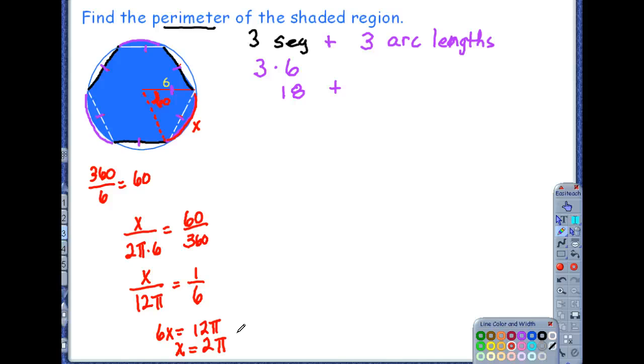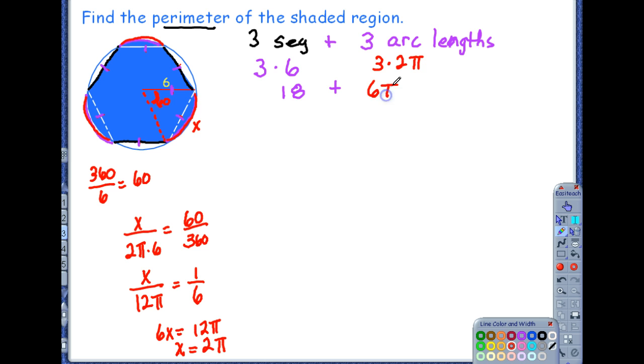It has no units. That's true. And it doesn't say anything about rounding in there, so I'm going to leave it as just 2 pi. Okay, so that's this arc length. But what's going to be true about this arc length and this arc length? Well, they should all be the same. Yes. So we have 3 of the same arc length.